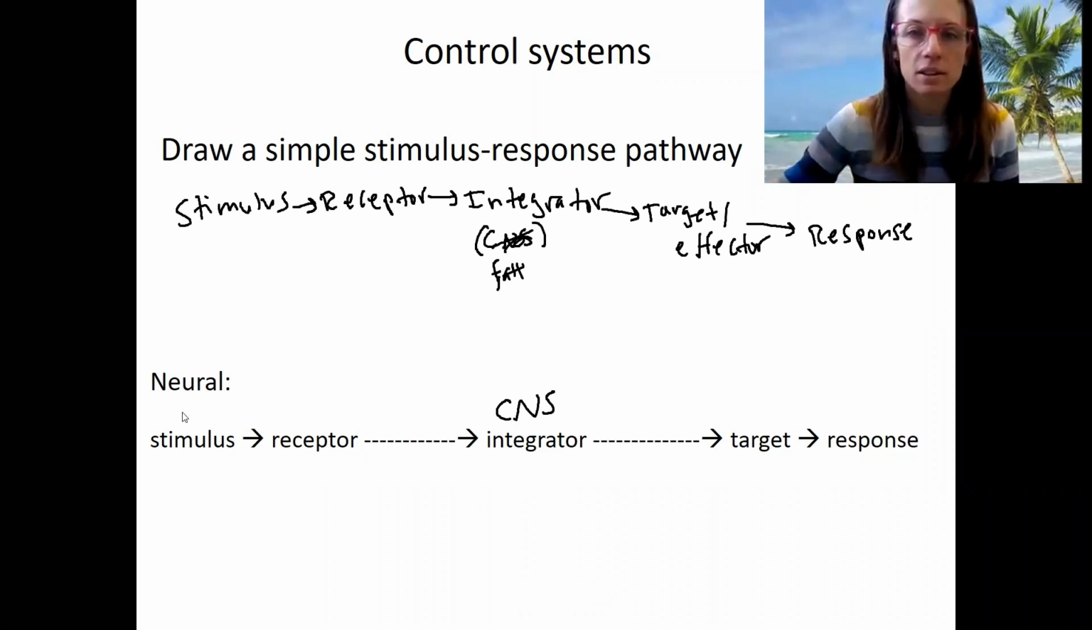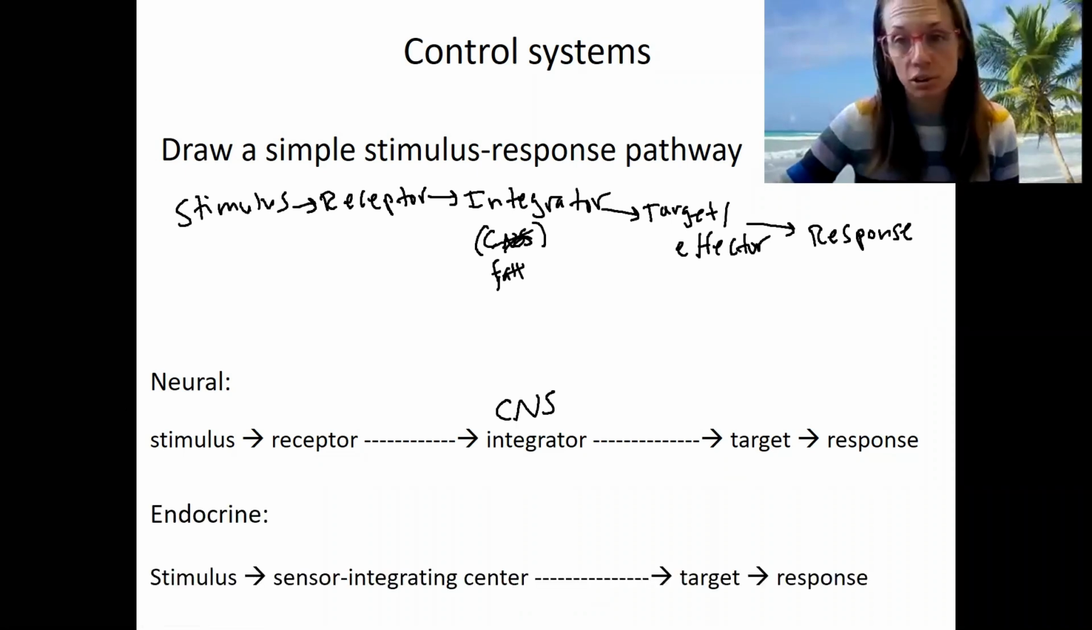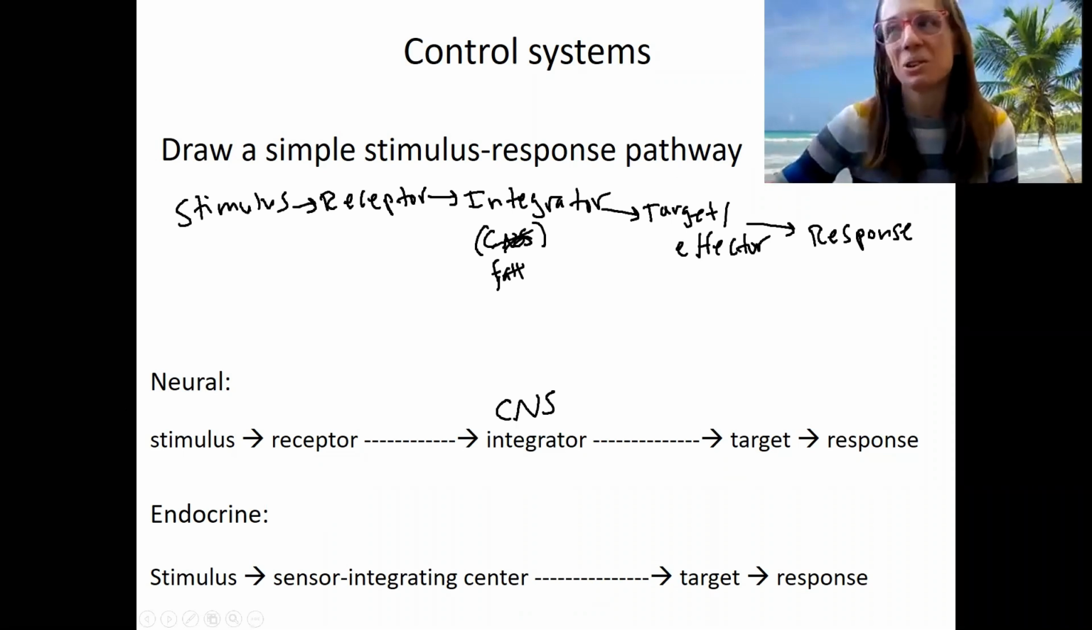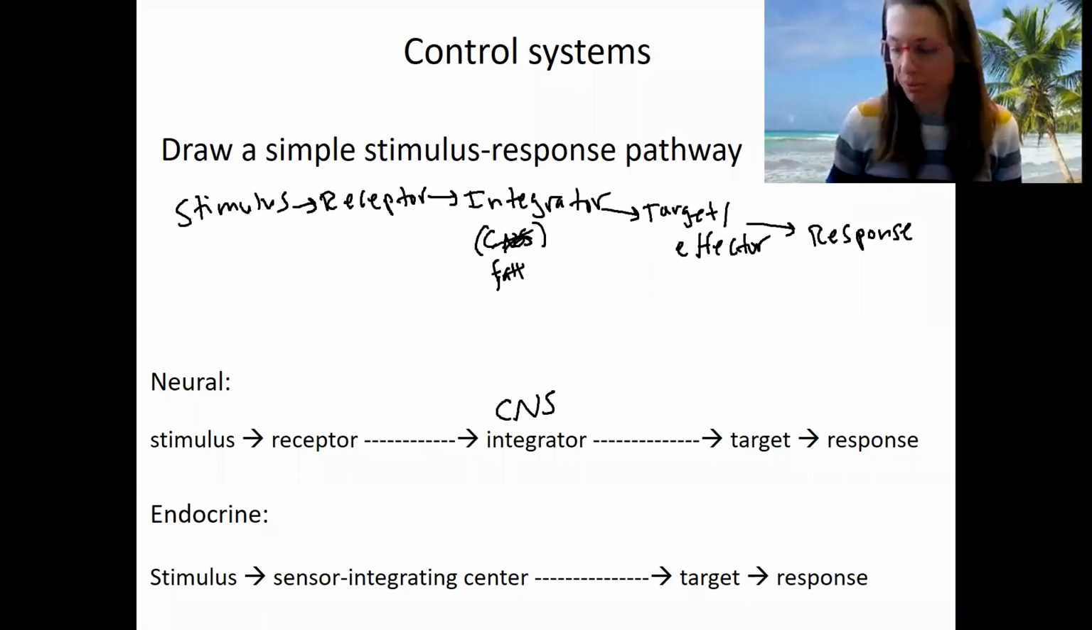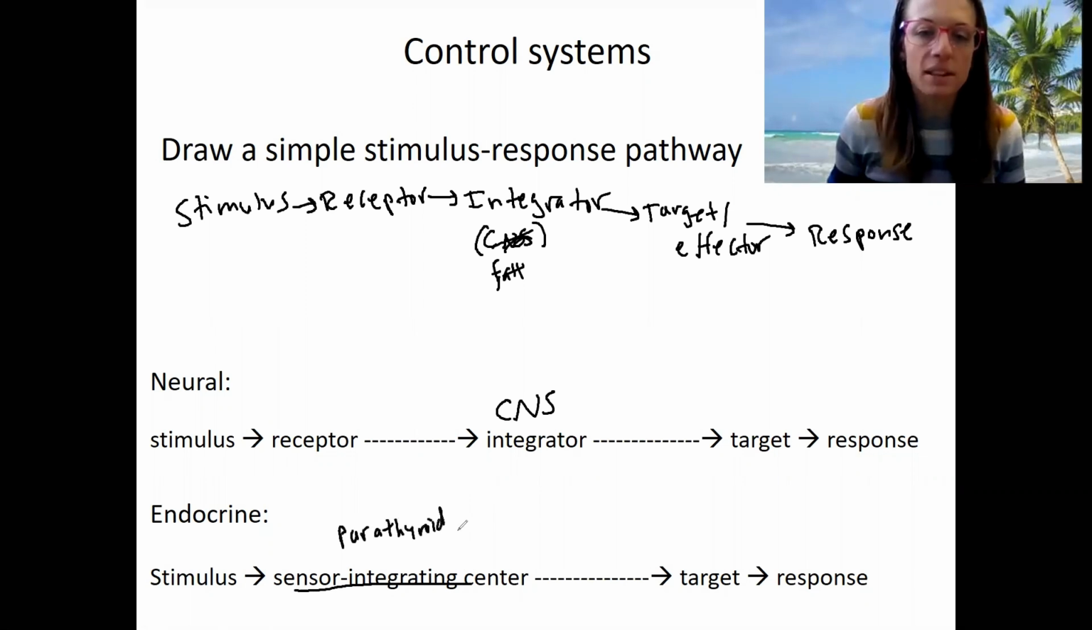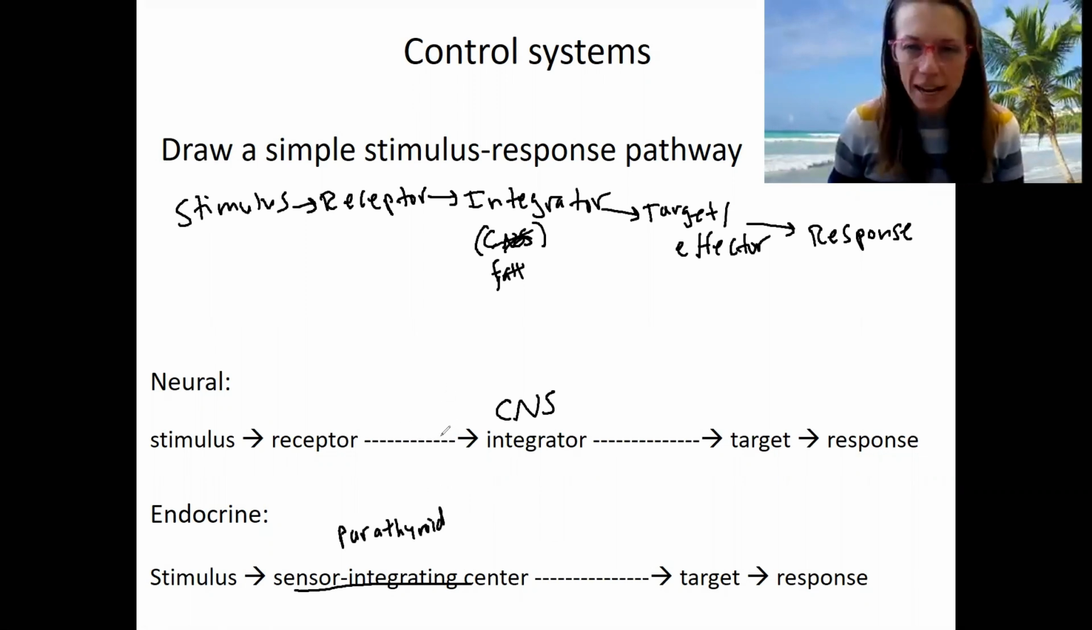So what does this look like, the stimulus response pathway with the endocrine system? Oftentimes, a simple endocrine reflex pathway looks like this. I say simple because we're going to get to, of course, examples that aren't simple. So stimulus, our sensor integrating center is often one thing. So this is the example with the parathyroid, the pancreas. It's one organ that both senses and integrates that information, then sends the signal to the target.